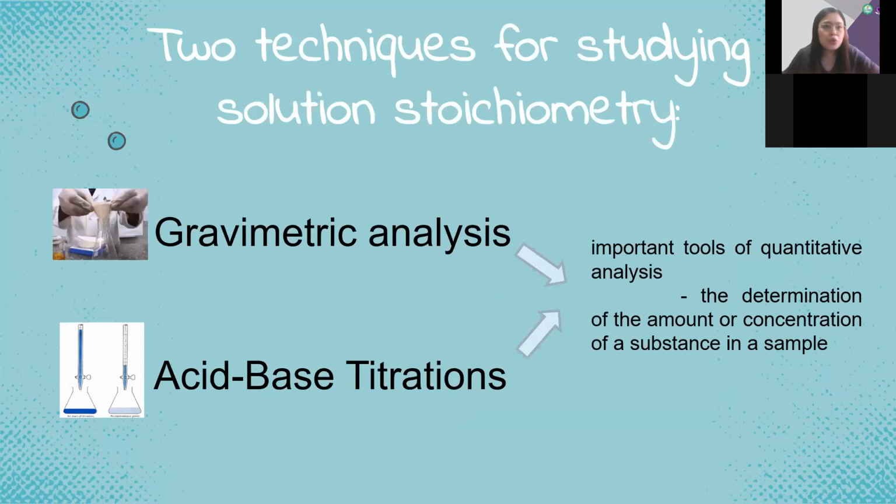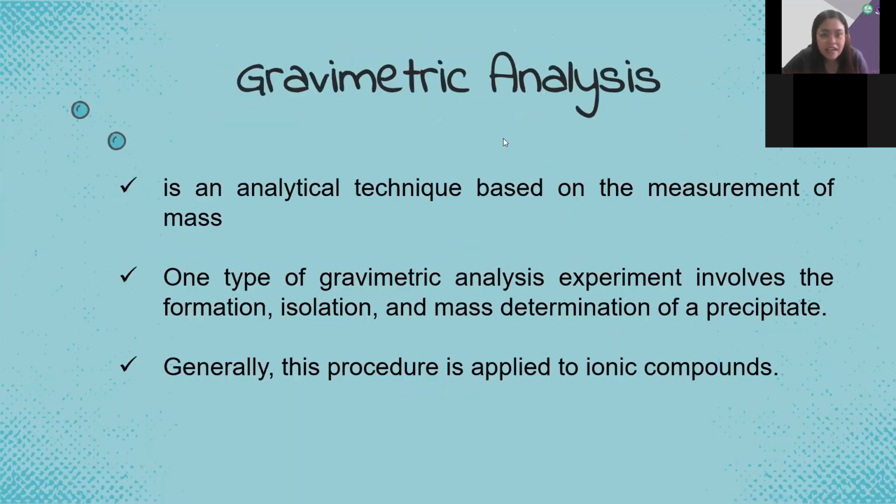These are two quantitative analysis or methods of analysis wherein we can determine the amount of the substance or even the concentration of the substance. So let's start with the gravimetric analysis. So again, this one is an analytical technique wherein we can measure the mass of either the reactant or the product. All you have to remember is pag gravimetric, mass talaga. Ang mini-measure natin, it's the mass.